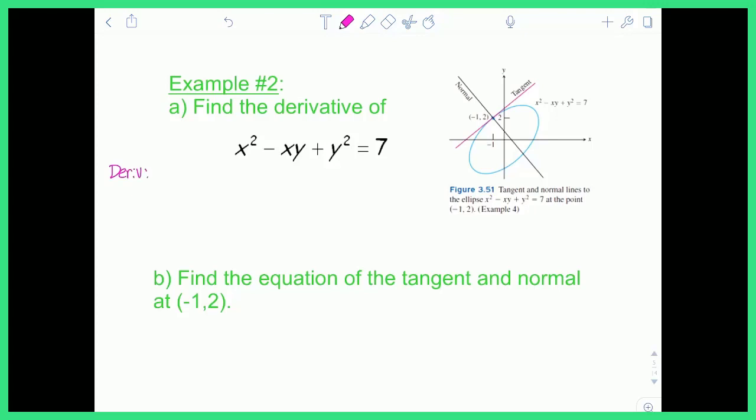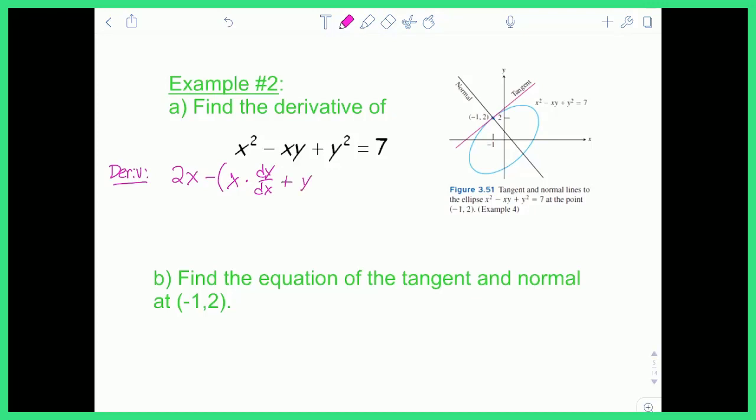Derivative is equal to, the derivative of x squared is just 2x. No need to chain because it would be dx/dx. The derivative of negative xy is going to be negative, but then in parentheses, I need to use the product rule, because it's x times y. So we go product rule, which says the first function x times the derivative of the second. The derivative of y with respect to x is simply 1 dy/dx. So I'm just going to write dy/dx.